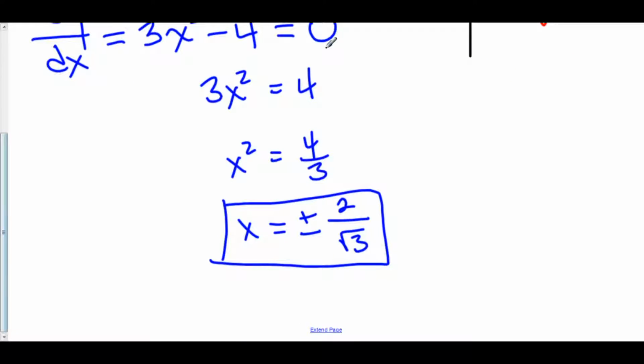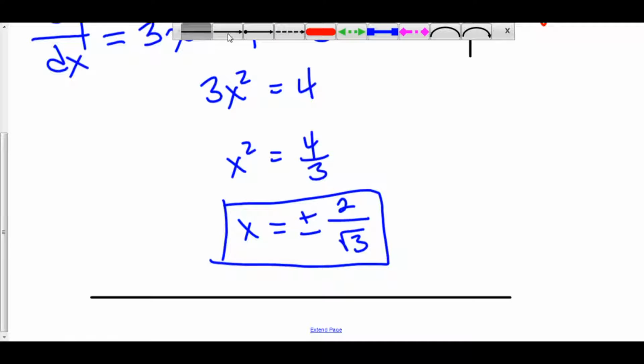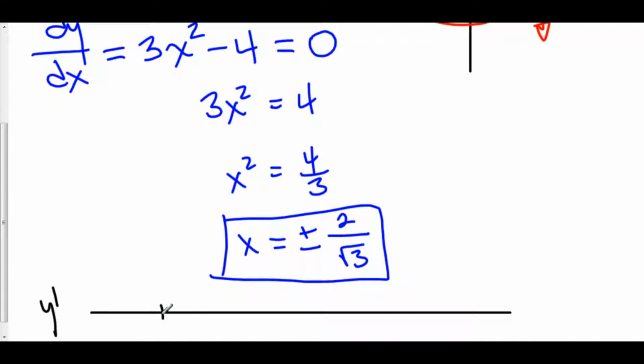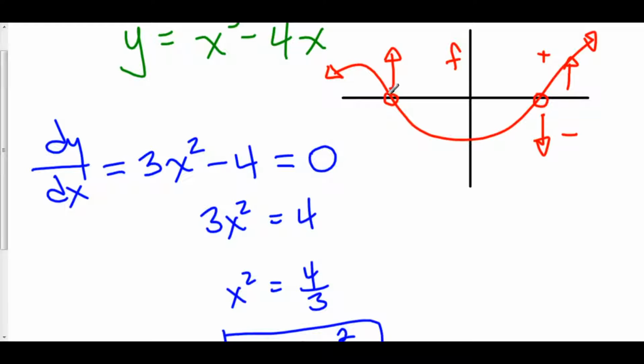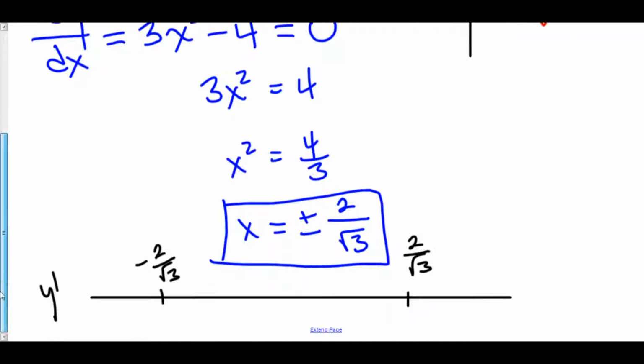What we're going to do now is create a graph, a line graph, for our derivative. Our derivative is y prime. We'll graph negative 2 over root 3 as well as positive 2 over root 3 on this graph. The reason is because we know that the derivative crosses the x-axis at those 2 points and no other points, period.